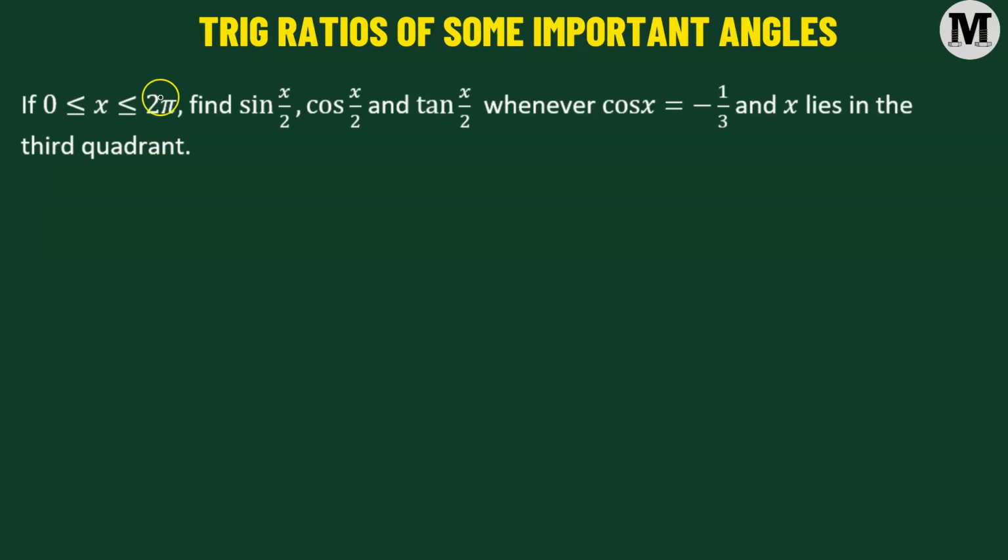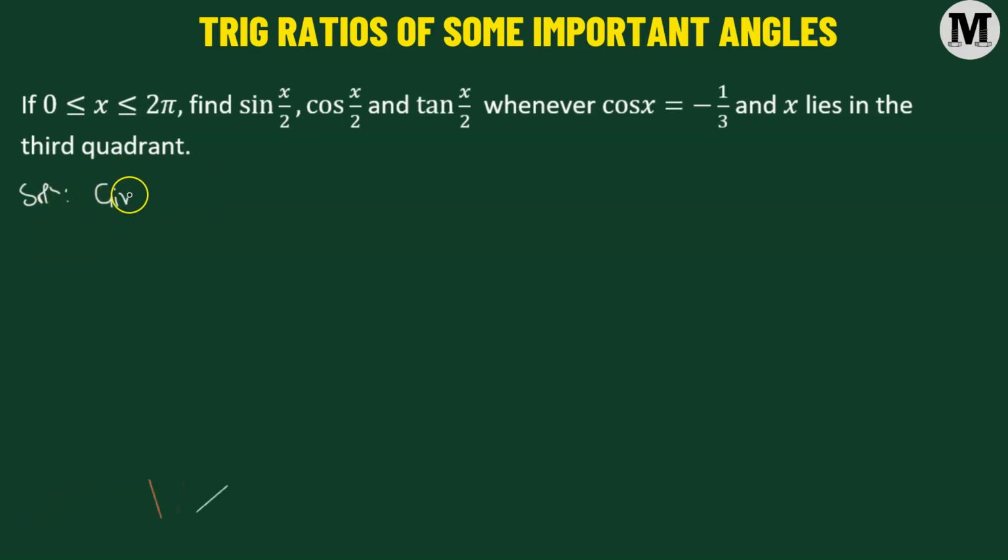So here x lies between 0 and 2 pi. Now we need to find out the value of sine x over 2, cosine x over 2, and tangent of x over 2, whenever cosine of x is given as negative 1/3 and x lies in the third quadrant. Let us begin.